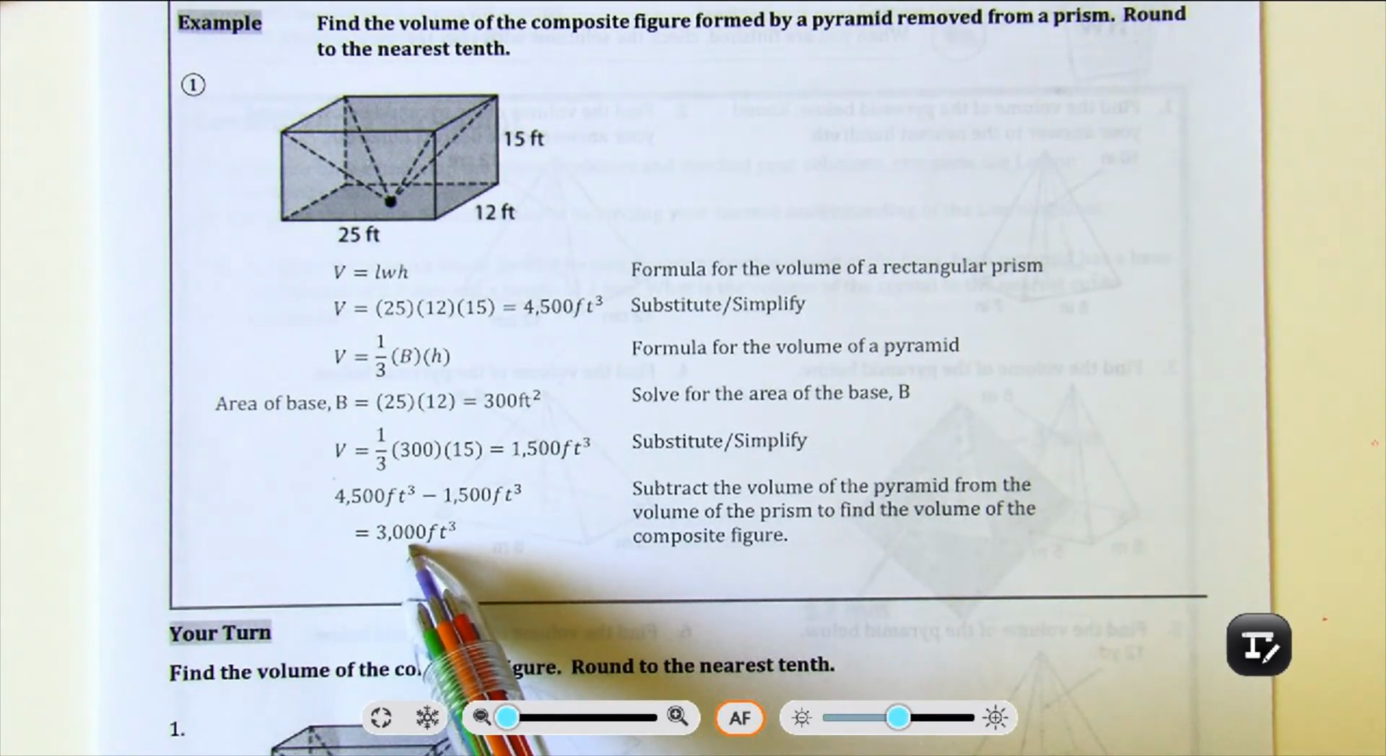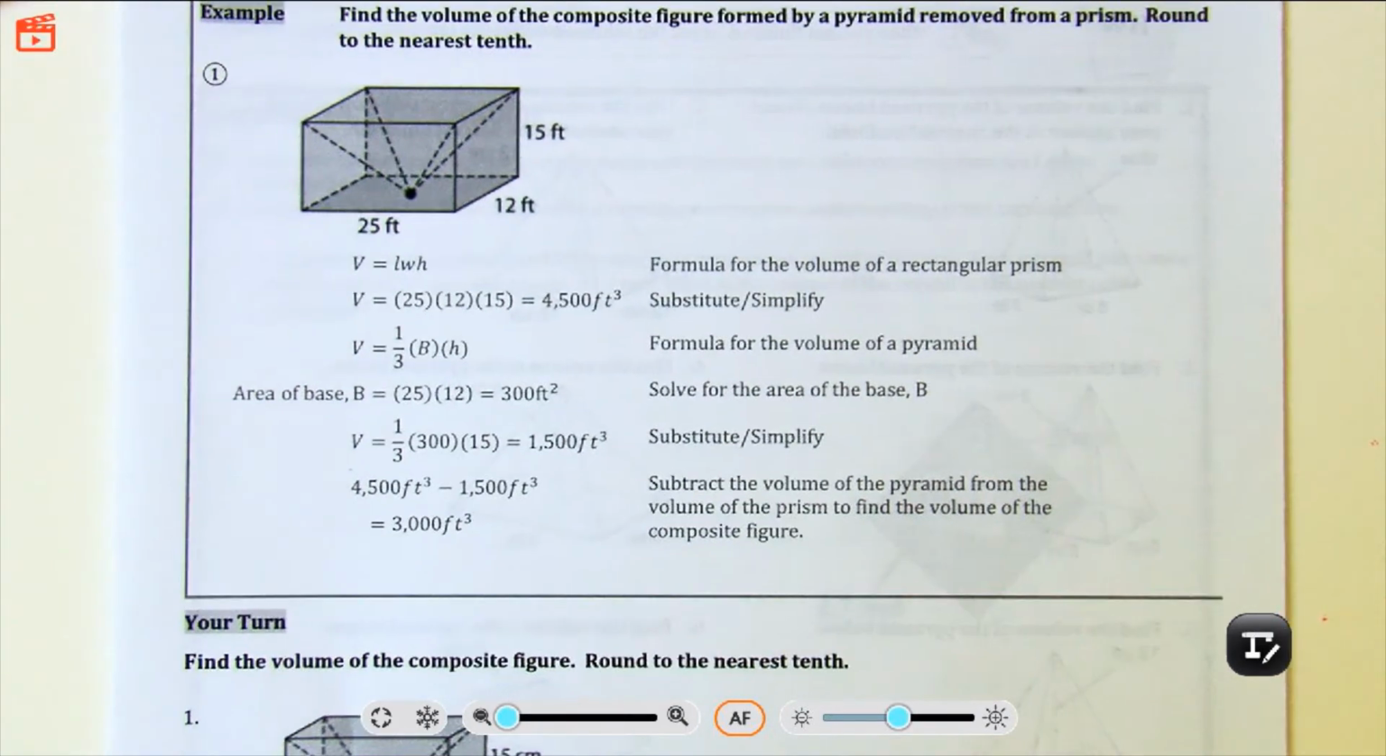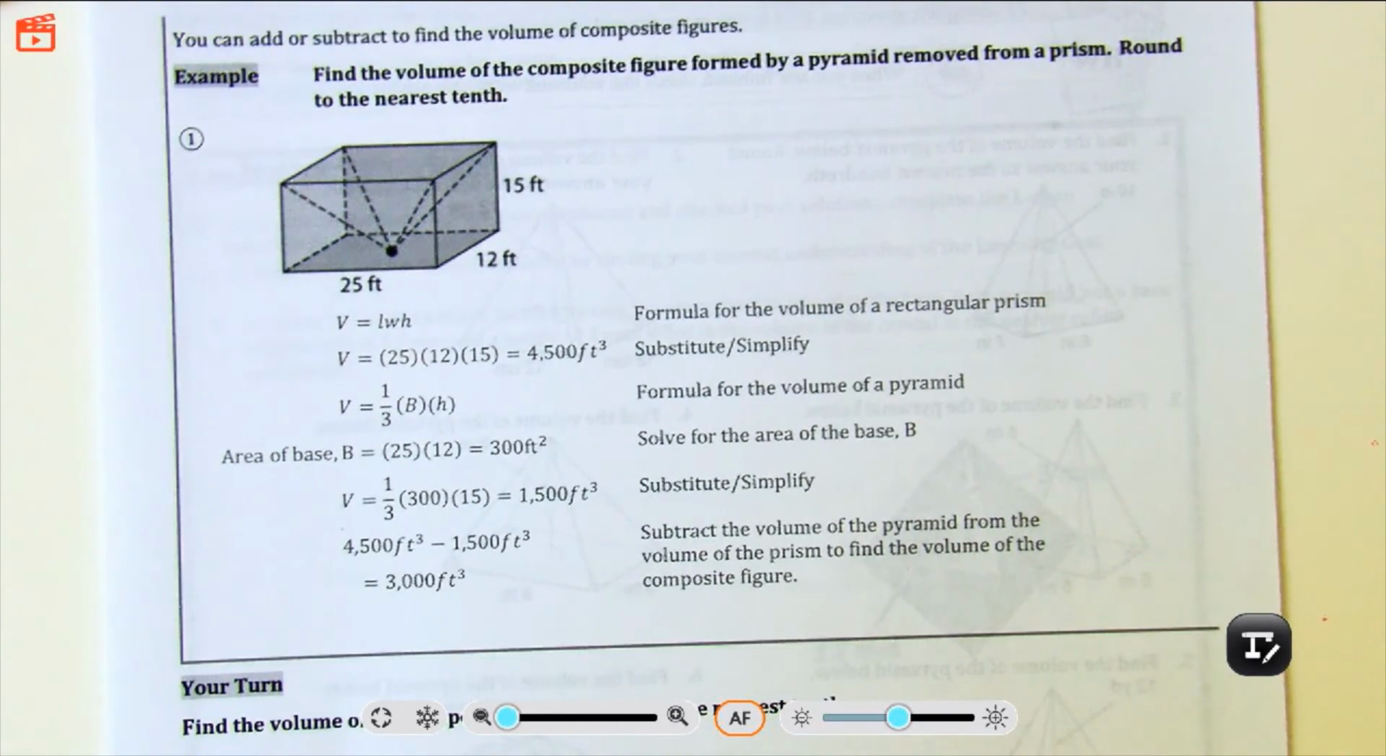So with this example, they want you to try problem number 1 on your own. It's very similar to the example that is given, and what they want you to do is apply what you learned on this example.